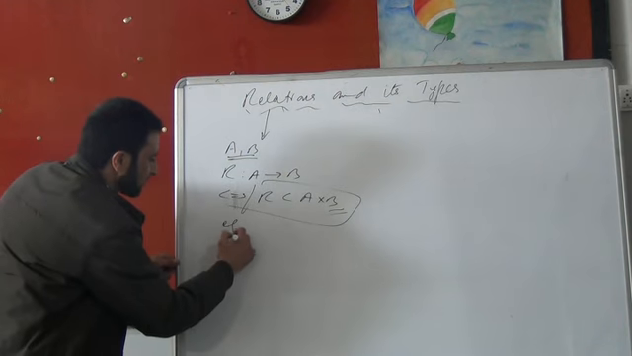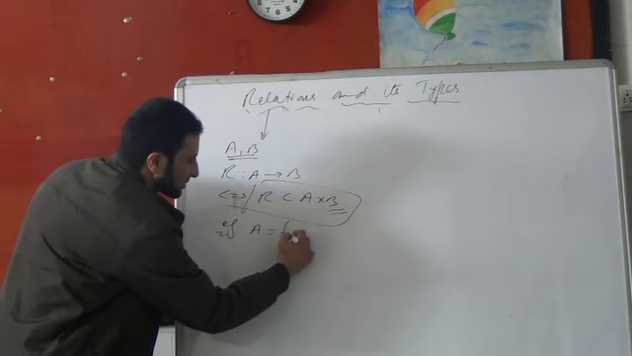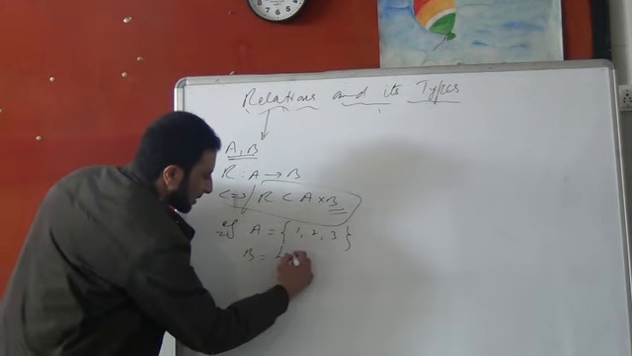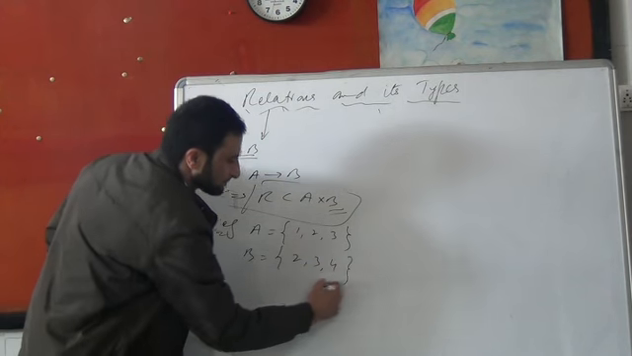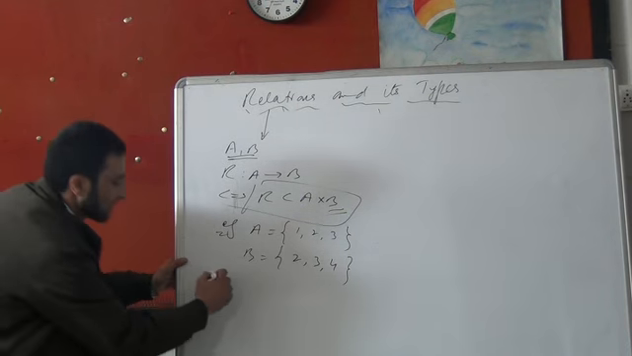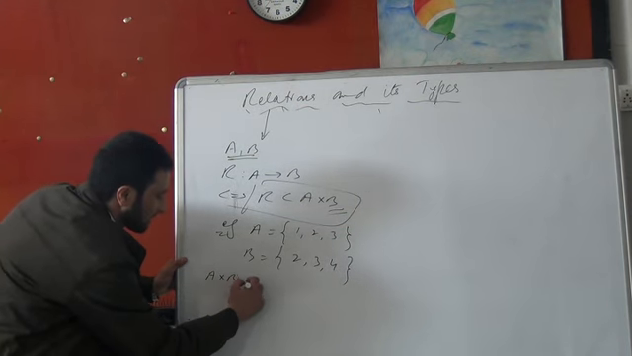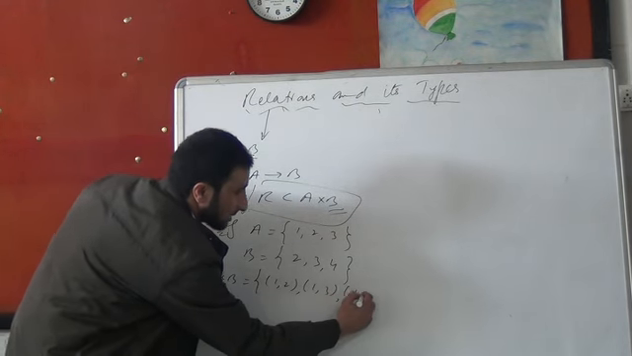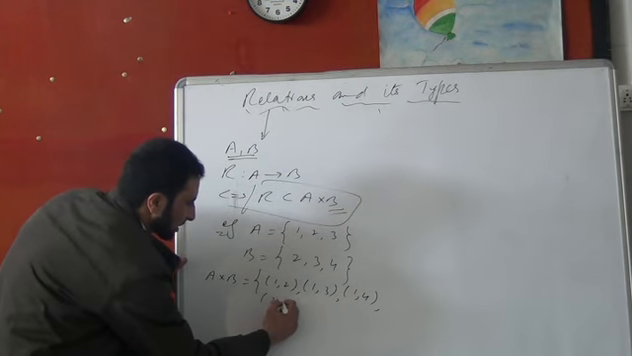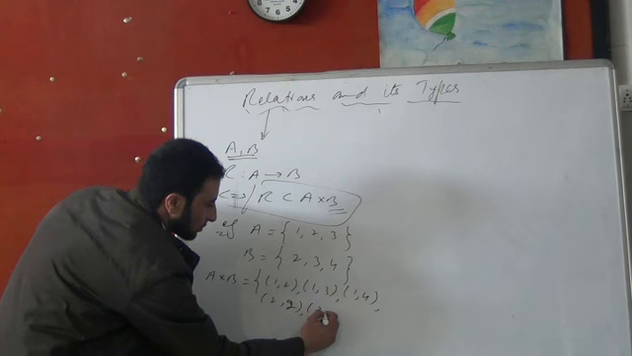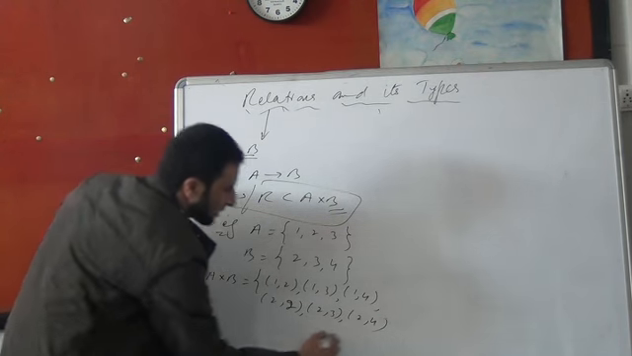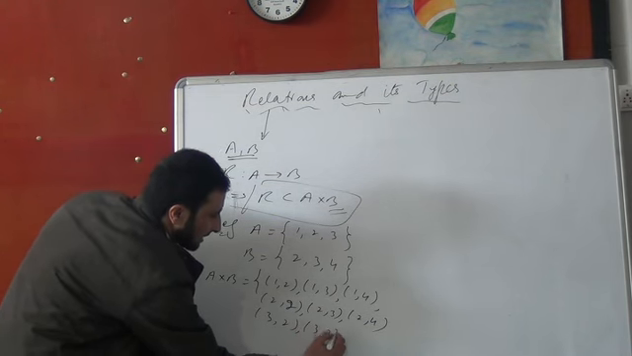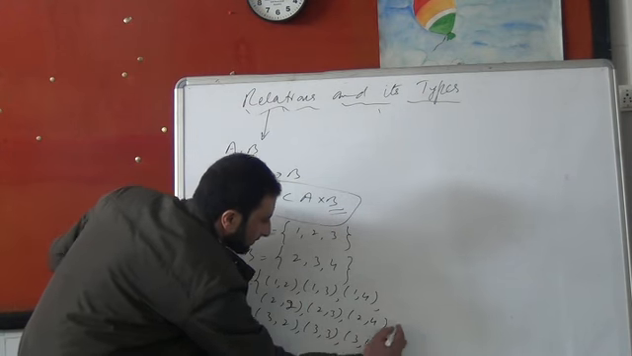For example, if we have set A equal to {1, 2, 3}, and in set B we have {2, 3, 4}, then clearly first of all I will write A cross B. It is (1,2), (1,3), (1,4), then (2,2), (2,3) and (2,4). Similarly, we have (3,2), (3,3) and (3,4).